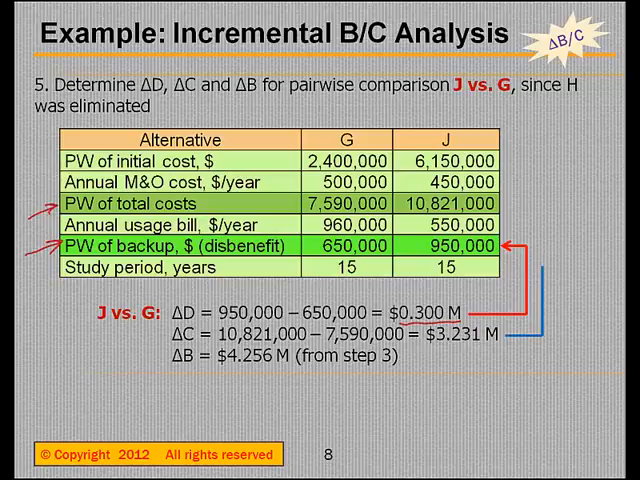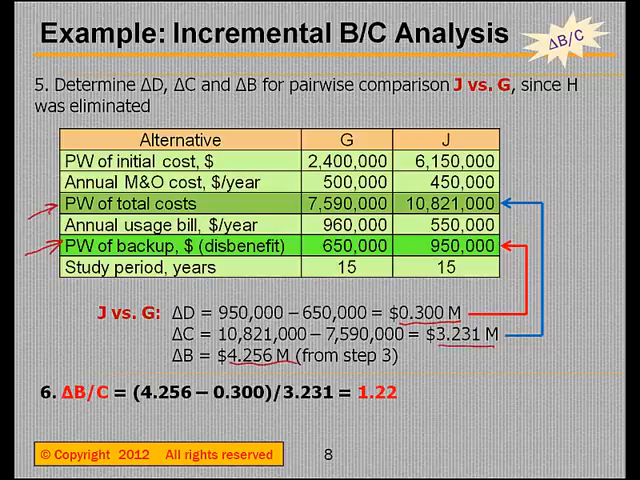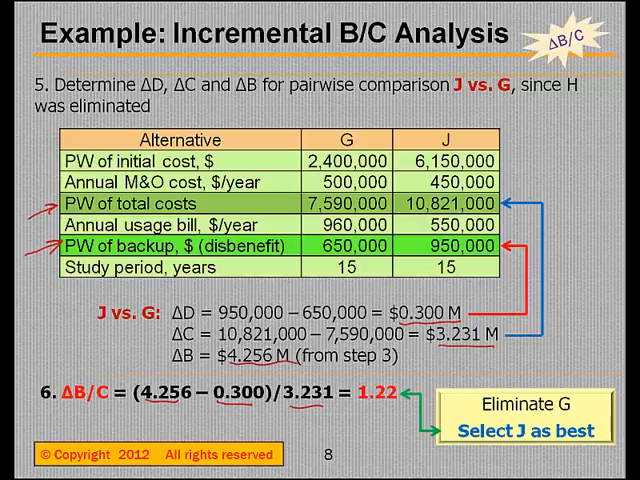Delta cost is the present worth of cost difference, which is shown here as $3.231 million. We have already determined the delta B value in step 3 on the previous page as $4.256 million. The incremental BC ratio is delta B minus delta D divided by delta C to get 1.22. This is greater than 1. Therefore, we eliminate G and select J as the best option economically.